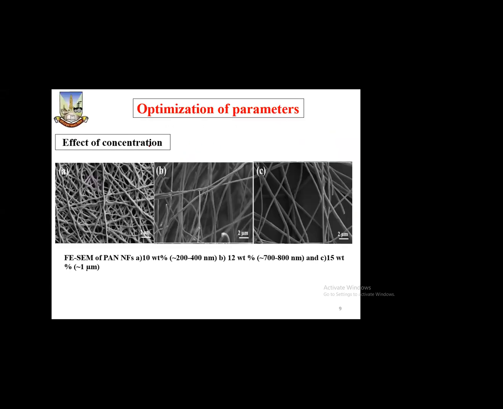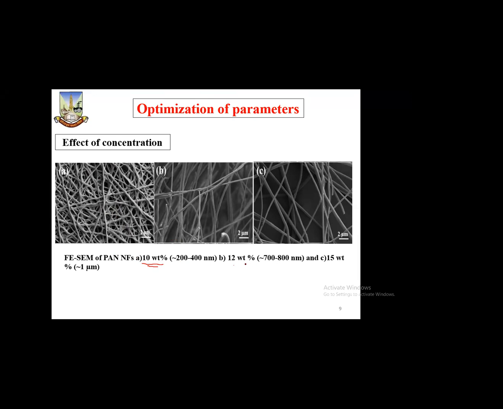Optimization of the parameters. Effect of the concentration. What is the effect of the concentration? Because we are drawing the nanofiber, that nanofiber is obviously drawn with the help of the polymeric solution. And when we talk of the polymeric solution, that is the concentration of the polymeric solution. When the concentration of the solution is 10 weight %, see, 10 weight % solution gives a 200 to 400 micrometer size. This image itself shows how the viscosity or the concentration of the solution is affecting the size of the nanofiber.